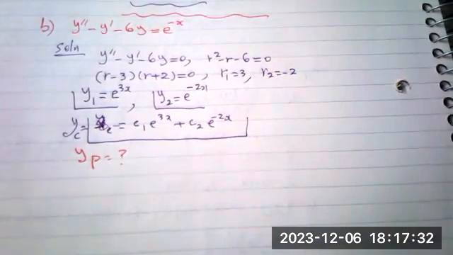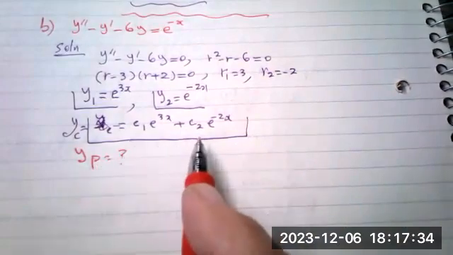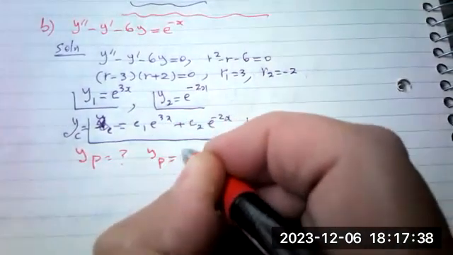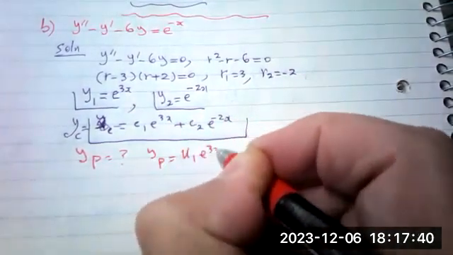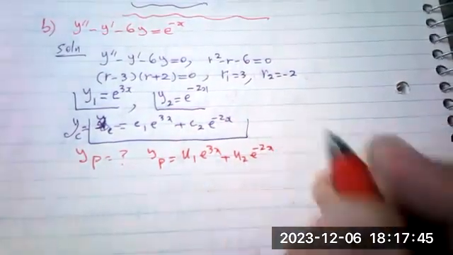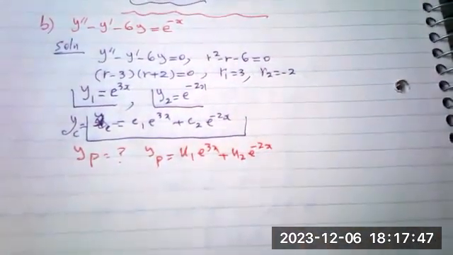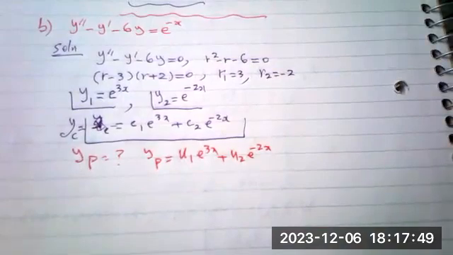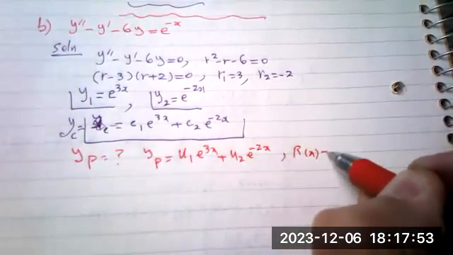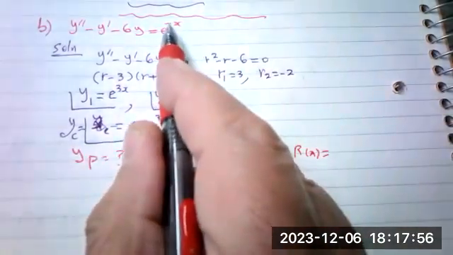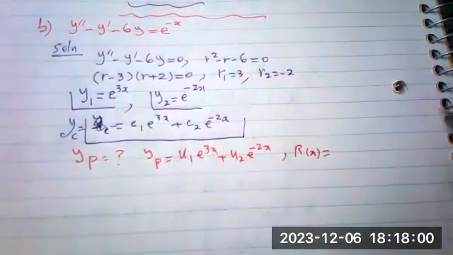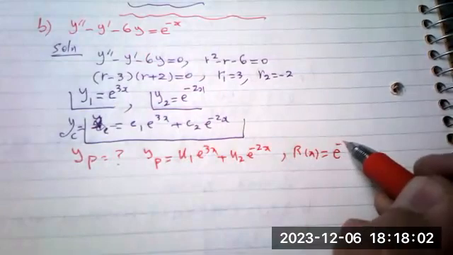So the suggestion is going to be what? yp is equal to, you change the c1 into u1 e to the 3x plus u2 e to the negative 2x. And you know the rest. So you identify r(x). r(x) is e to the negative x, and we check to make sure that the coefficient of y double prime is 1. If it's not 1, remember you have to divide.